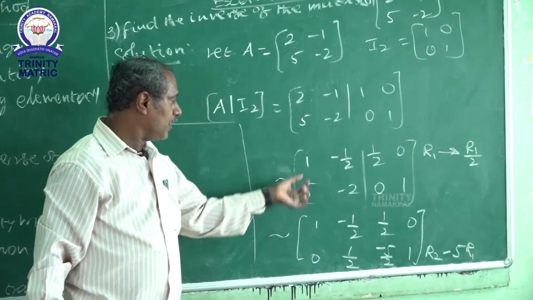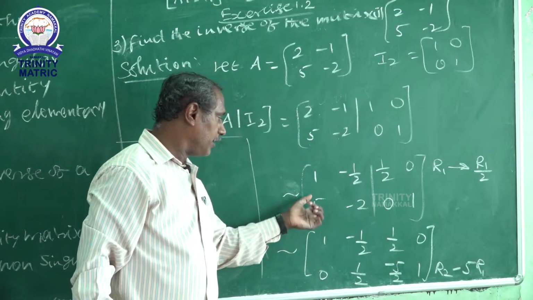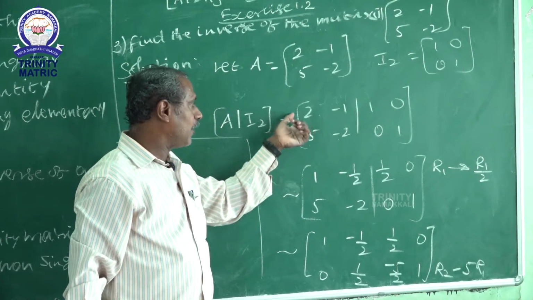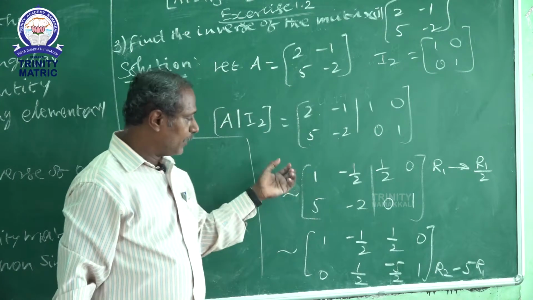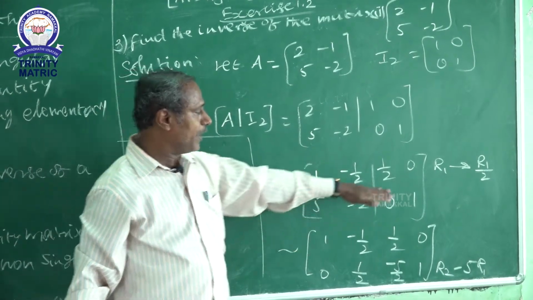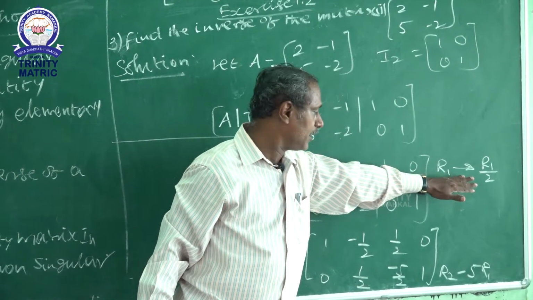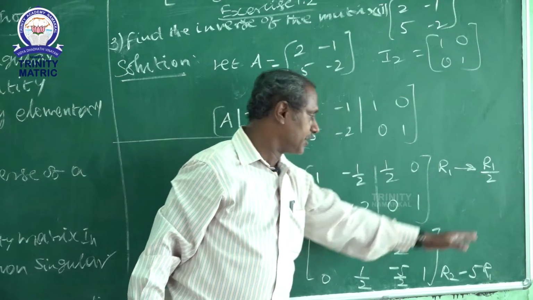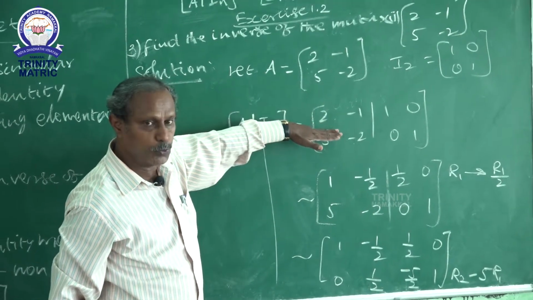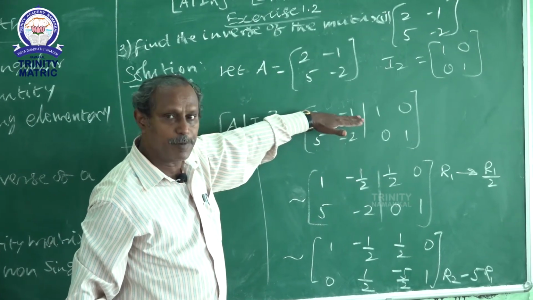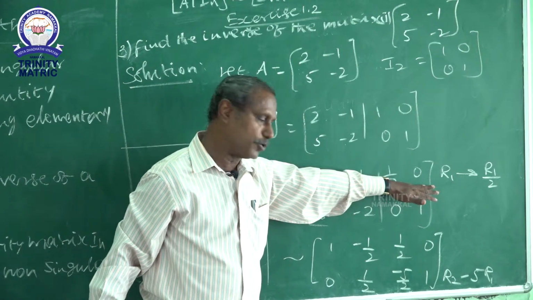Then how to find it? First we focus on the first row, first element, which should be 1. We already have 2, so we divide by that same number to get 1. We use elementary row operations, that is R1 becomes R1 divided by 2. That means 2 divided by 2 is 1, minus 1 divided by 2 is minus 1 by 2, 1 divided by 2 is 1 by 2, and 0 divided by 2 is 0.